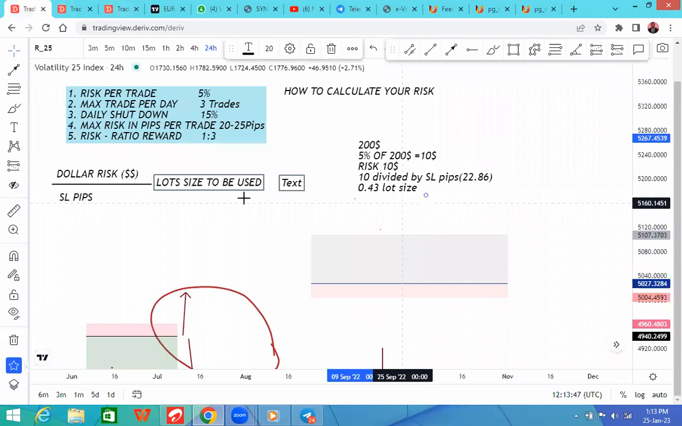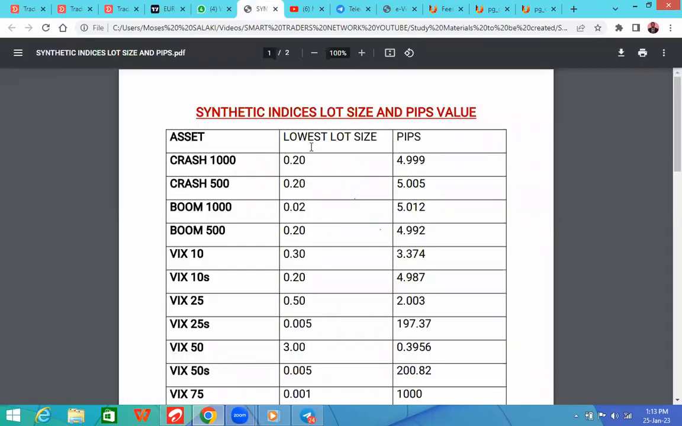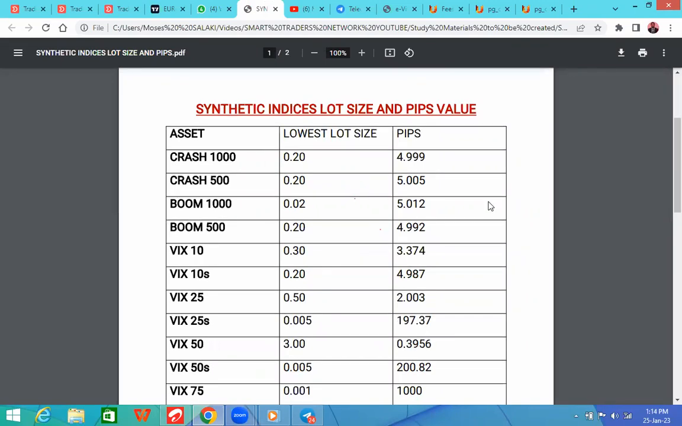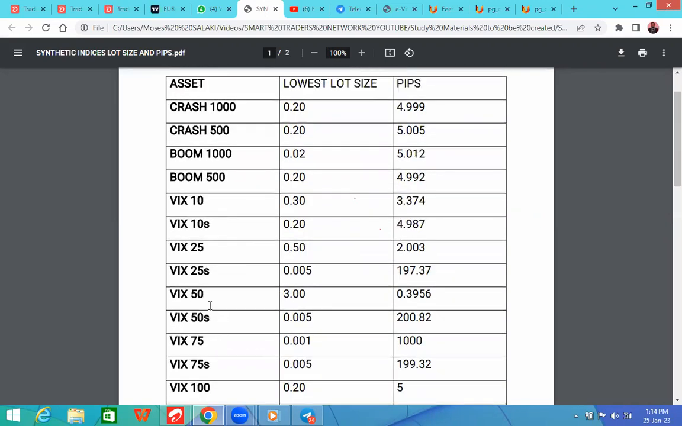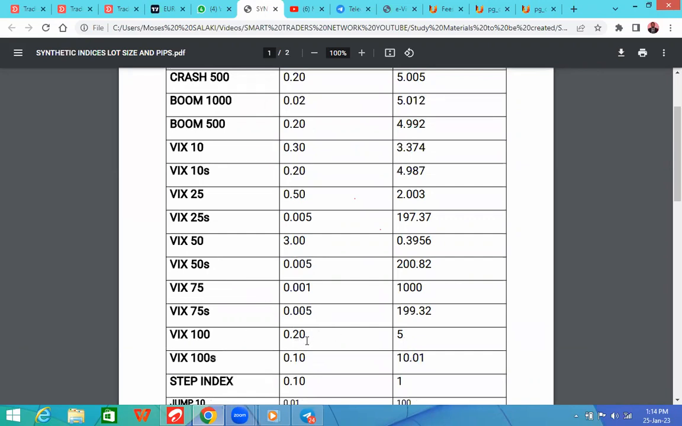You want to look at your dollar risk per the stop loss. So it doesn't necessarily mean that you want to cram all these things. No, it's just the lot size. This is the lowest lot size for these pips. So let's say VIX 100. The lowest lot size is 0.20, while the pip value is 5. What it means is that with any move, if you use this, you're going to make these pips before you make money on 0.2.